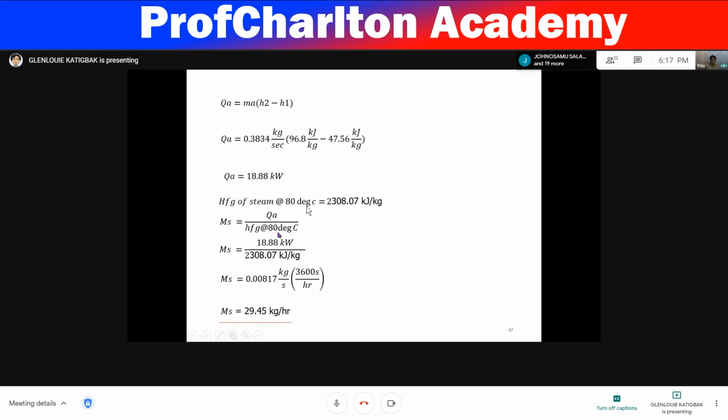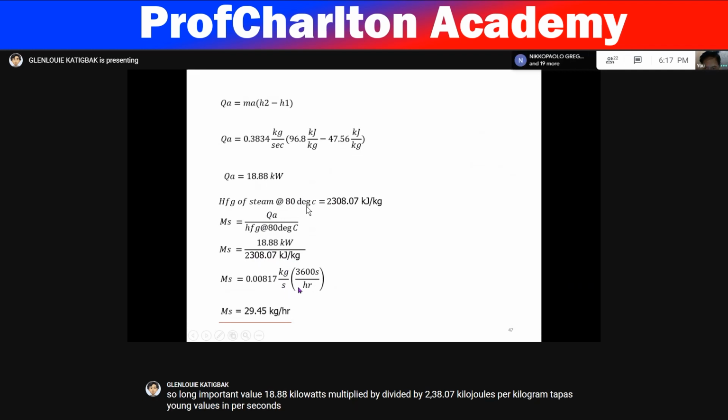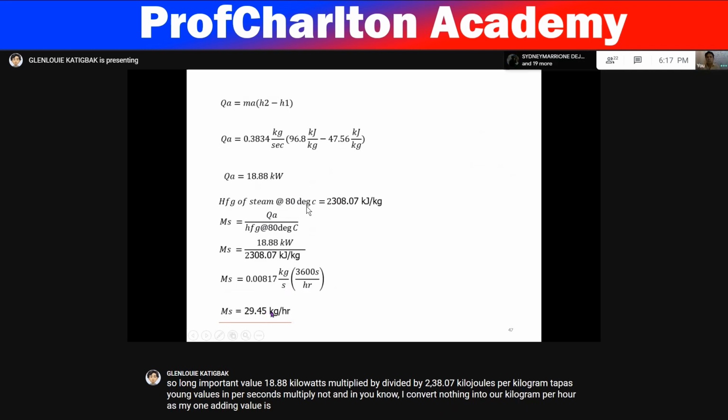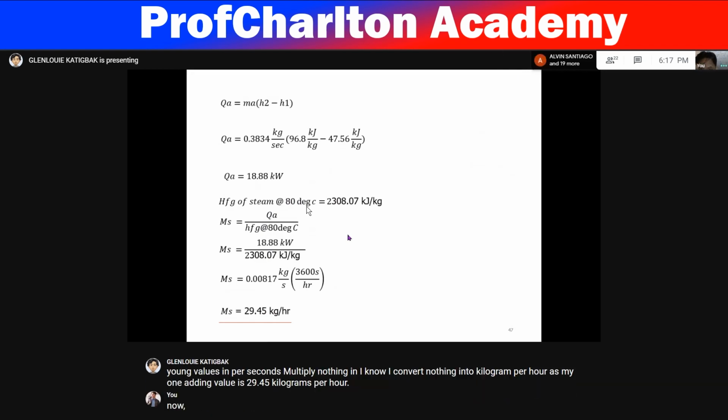Yes po. So, input lang natin yung value. Substitute lang natin 18.88 kilowatts divided by 2,308.07 kilojoules per kilogram. Tapos, pag nakuha natin yung values in per second, multiply natin, convert natin in kilograms per hour. Tapos makukuha natin value is 29.45 kilograms per hour. Na ayun yung mass of steam. Mass of steam yes. Yan.